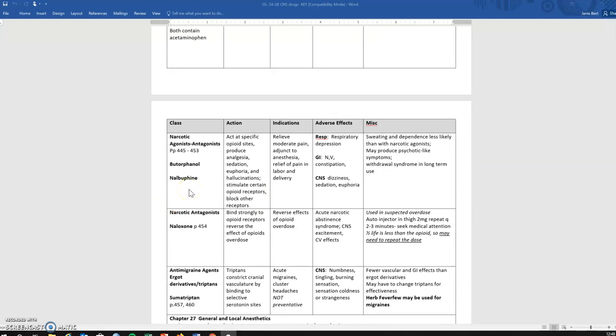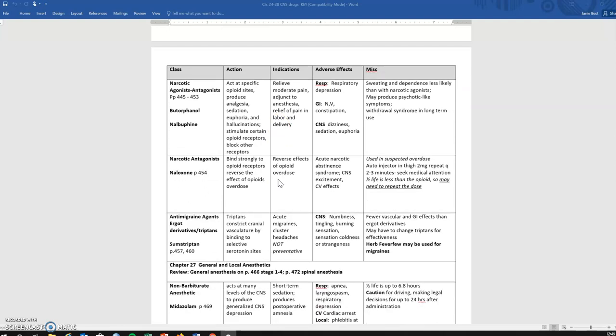Other narcotic agonist antagonists that are used particularly to relieve pain in labor and delivery are butorphanol and nalbuphine. These drugs have the same adverse effects as other narcotics, and they may produce psychotic-like symptoms. Again, as with all narcotics, you can, with long-term use, develop a withdrawal syndrome, and you were provided those side effects and symptoms earlier in another chart. So butorphanol and nalbuphine are typically used to relieve pain in labor and delivery.